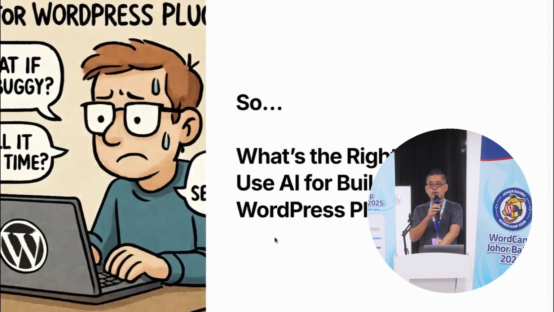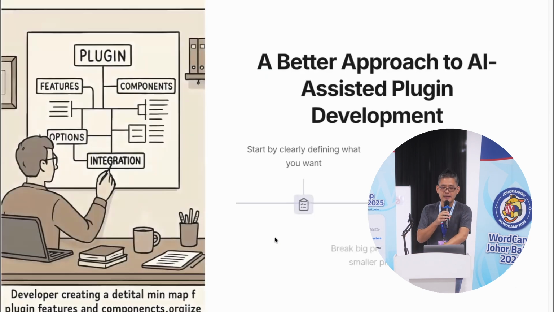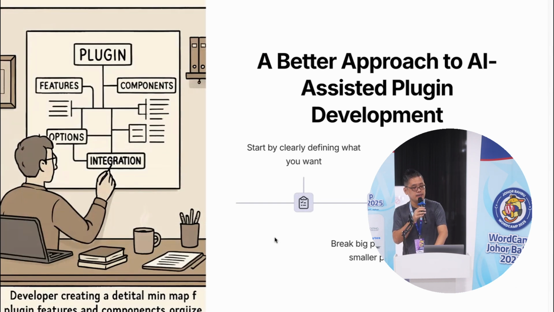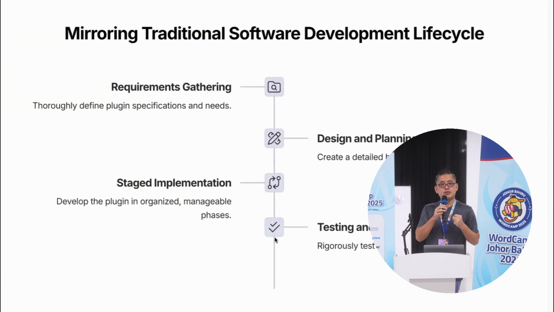So what is the right way to use AI to build WordPress plugins? A better approach is to start by clearly defining what you want, then break your big problem into smaller pieces, and then plan before you code. This mirrors the traditional software development life cycle.